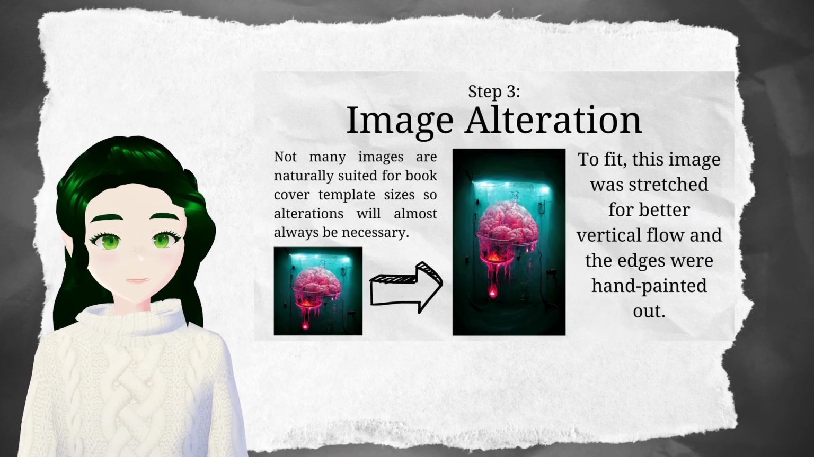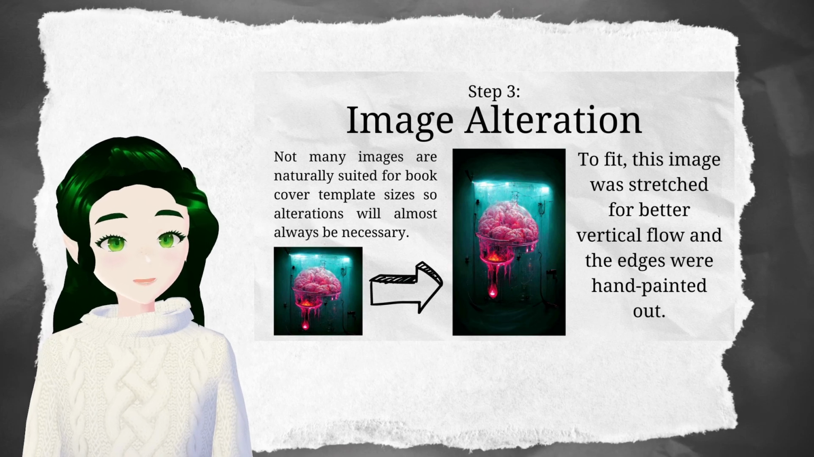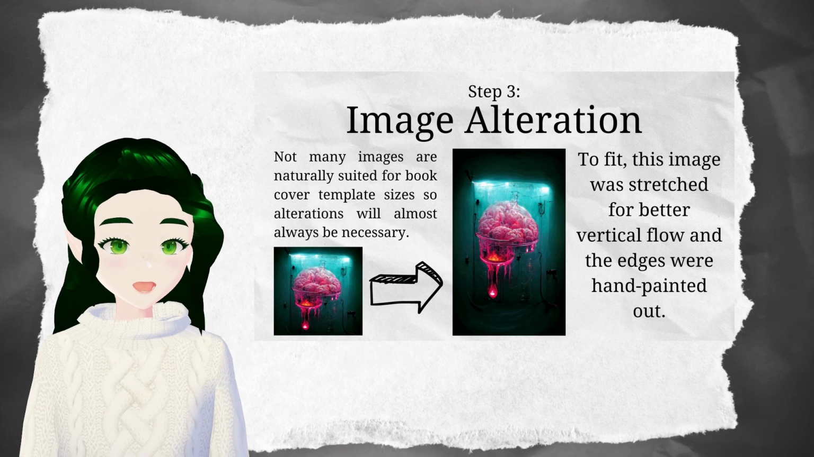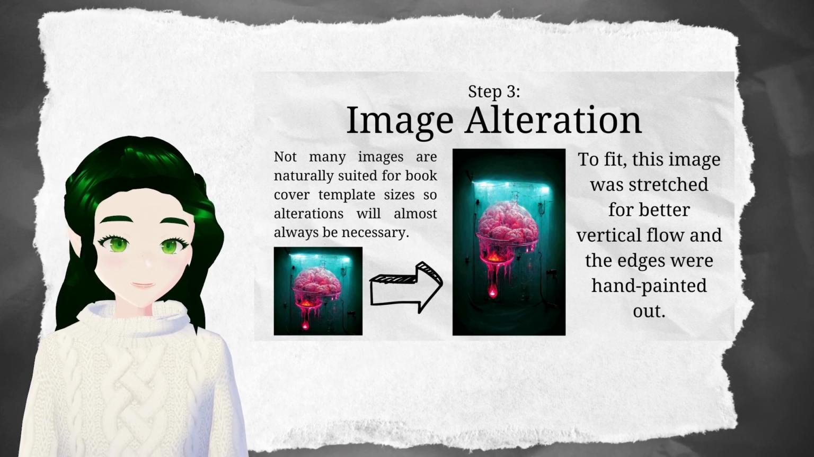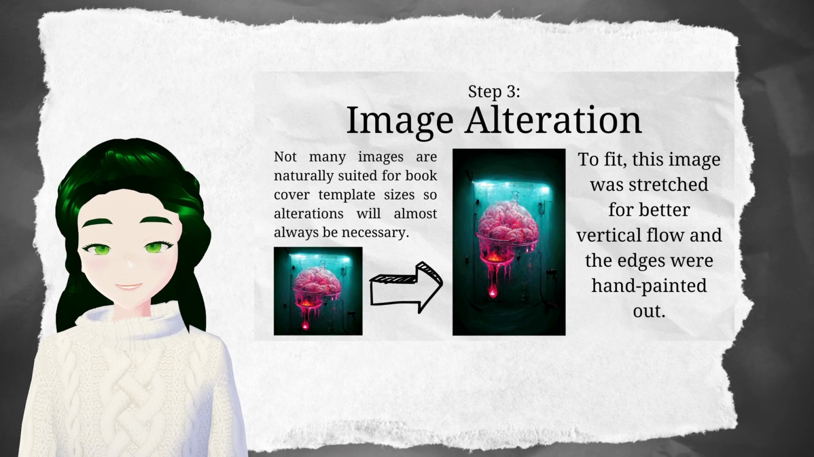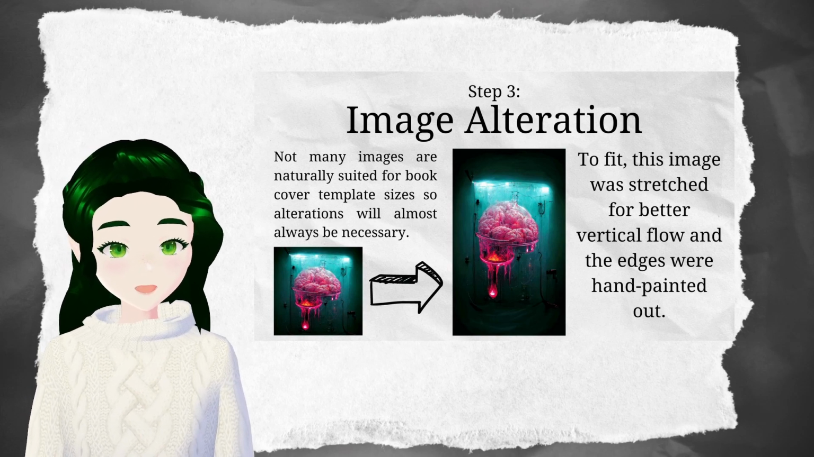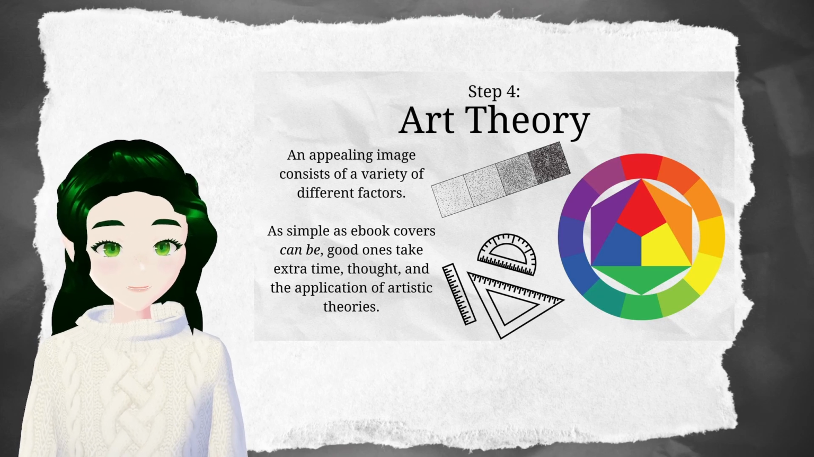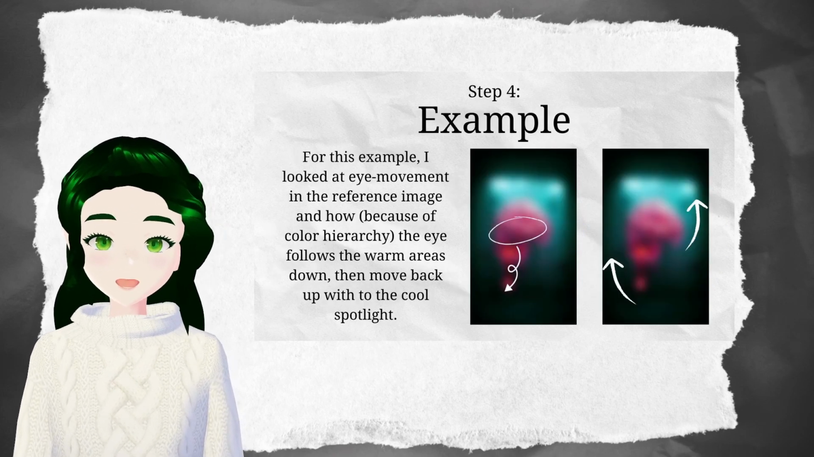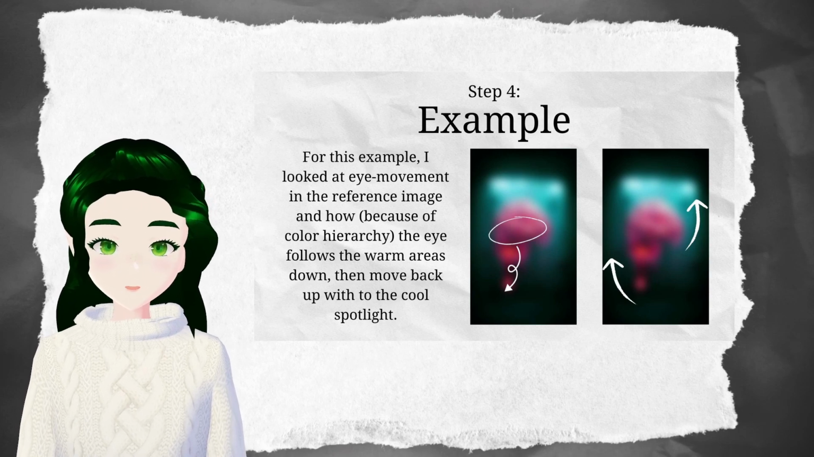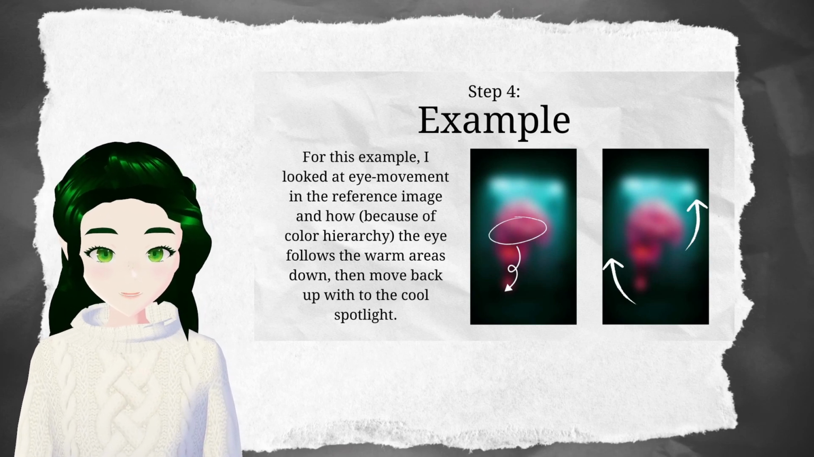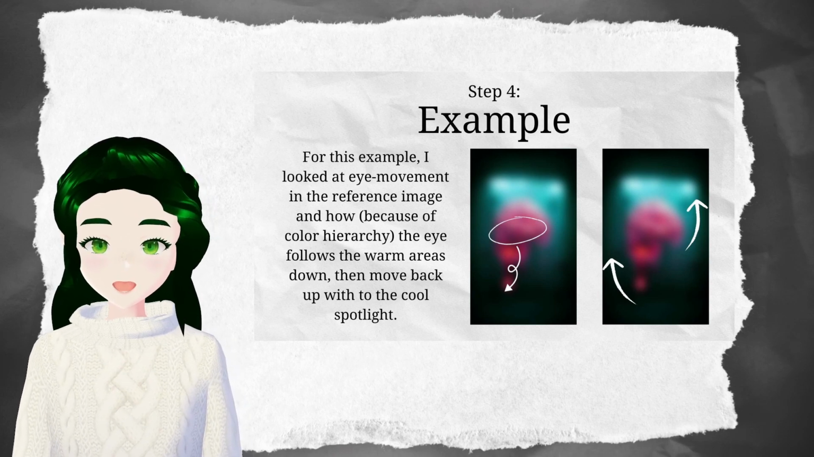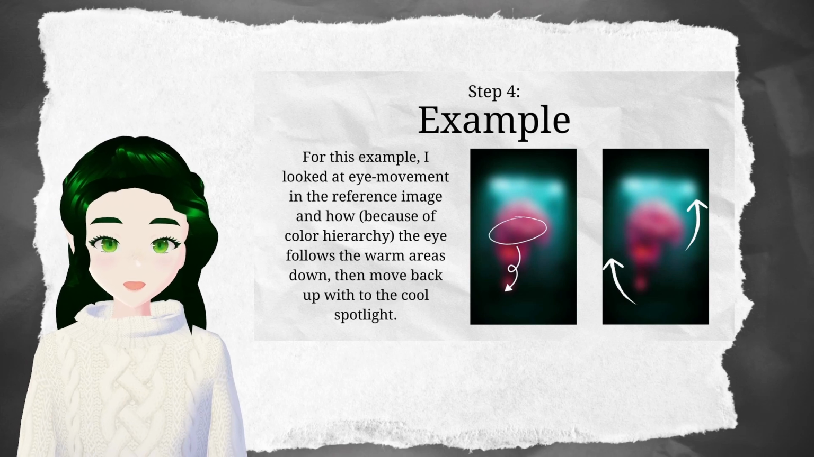After finding the right image, or images consequently, they will probably need to be altered. This one, for example, didn't lend itself to the vertical flow of a book cover, so I stretched it so that the visual lines led the eyes up and down, and hand painted in all the extra missing space at the top and bottom. Step 4 is all about looking at aesthetics and implementing art theory as best that we can. Book covers are much more limited than regular art in that they need to be simple enough to tell what's going on because it's a very small canvas, and have a composition that accommodates titles. With our example here, I dissected the color flow and hierarchy to understand where the eye movement would go.